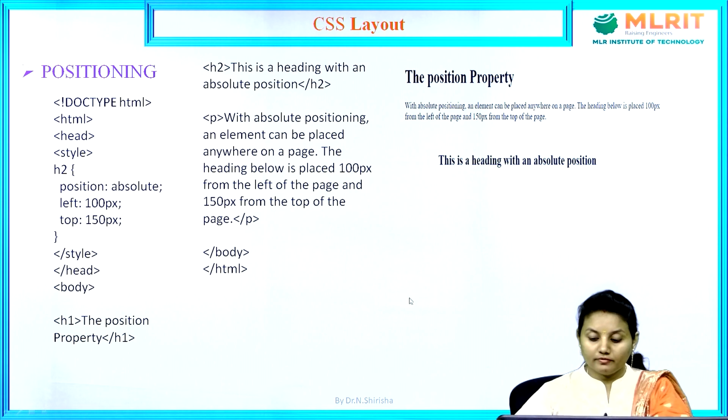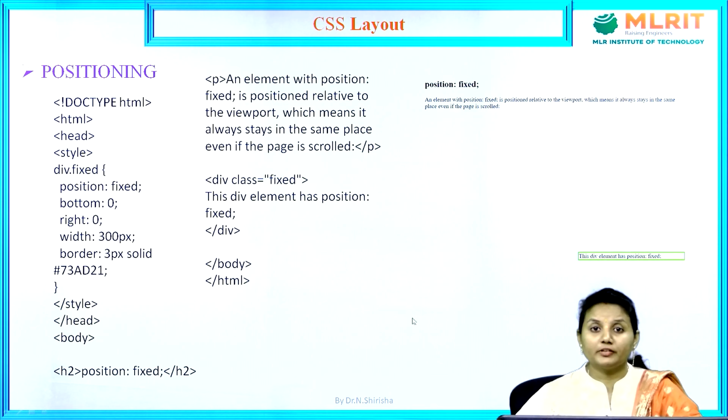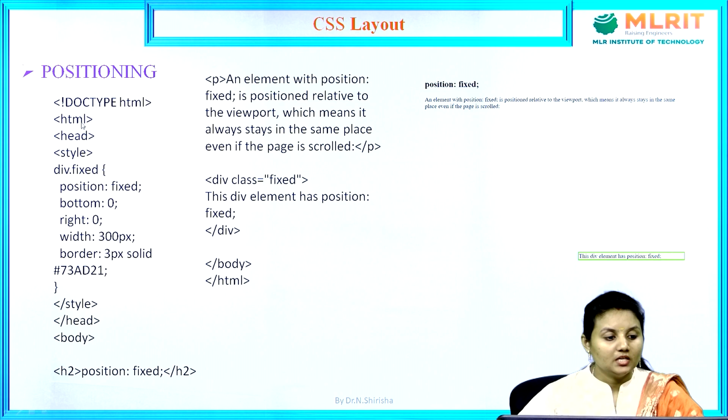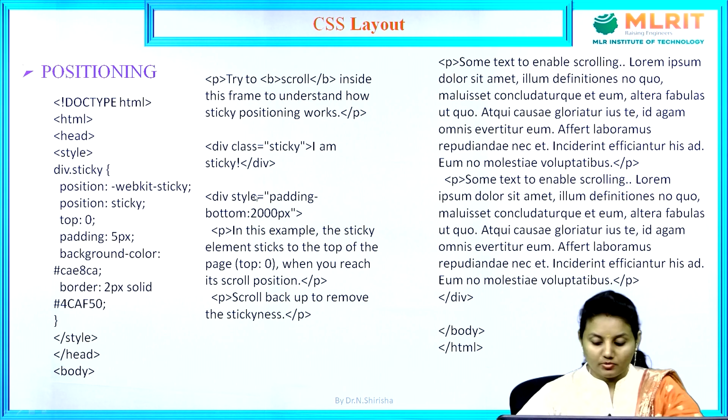Then moving further, I will show you one more example for the fixed value. Suppose I give the same program and change absolute to fixed. So div.fixed also I can give. This is my class, the class name I have given is fixed. So in div.fixed I am changing the styling with position fixed, bottom 0, right 0, width 300 pixels, border 3 pixels solid and some color, okay. To this class I am going to apply this.